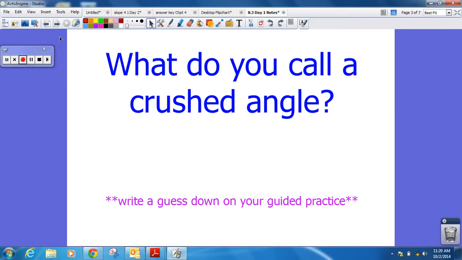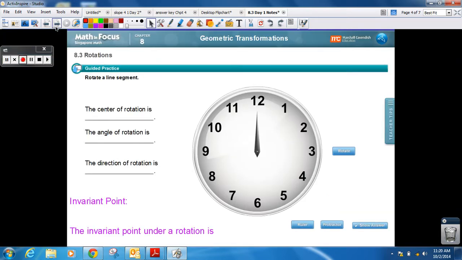Okay, here is your joke for this section. What do you call a crushed angle? Go ahead and write your guess down on the guided practice sheet, and I will look it over and check it over when I check your notes. So again, the joke is, what do you call a crushed angle? Okay, back to work then.